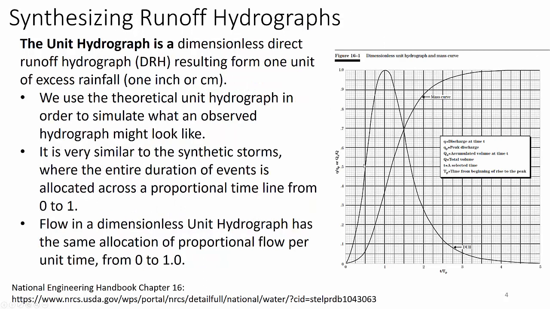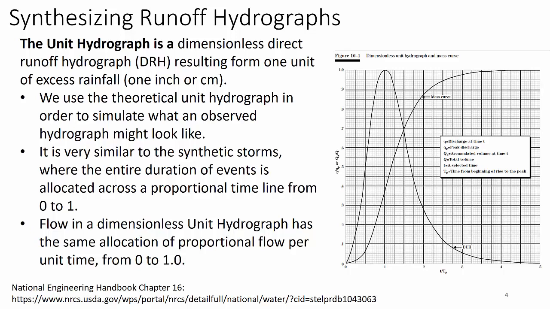We've done this before. This is not new. The unit hydrograph is a dimensionless direct runoff hydrograph, DRH. I know we like our acronyms. Resulting from 1 unit of excess rainfall, 1 inch or centimeter. And it was originally developed by Sherman in the 30s for 1 hour of rainfall. It's become really about 1 inch or centimeter of rainfall. That's the unit we're talking about these days.